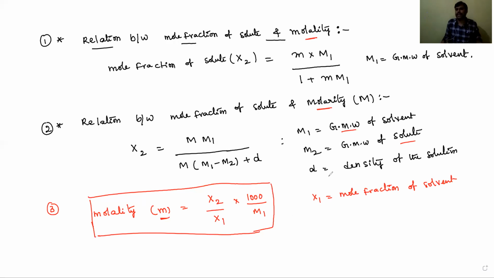Okay, students. And the next concept is normality. The normality concept is very, very important, students. Okay, let's go for normality. What is normality? The normality symbol is small n. Okay, students, let's see the normality definition.